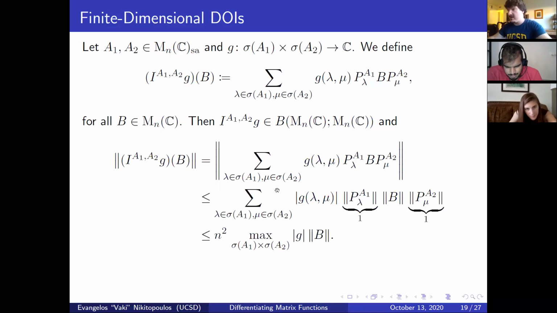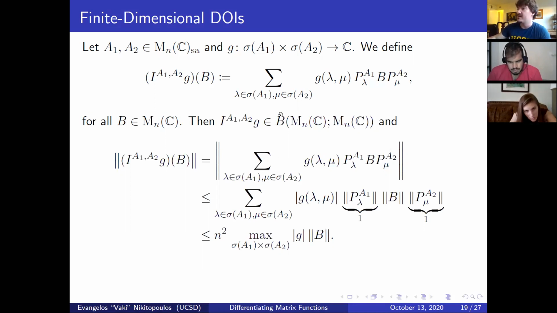Now, that gives us, first, we can pull out the maximum value of the function G. We can pull out the norm of B, and then these are both 1. And remember that A1 and A2 have at most n eigenvalues, so this sum has at most n squared terms. So that's where this n squared comes from.